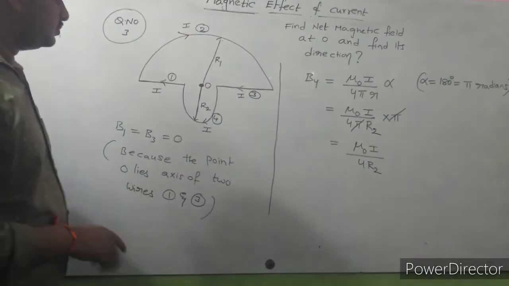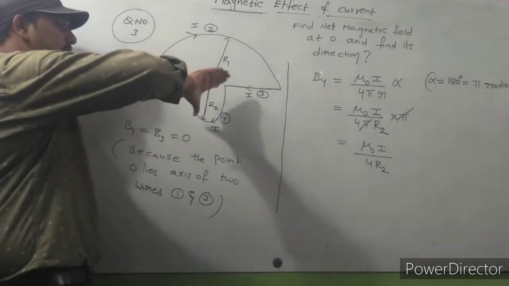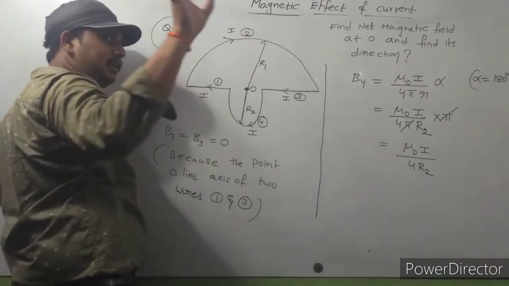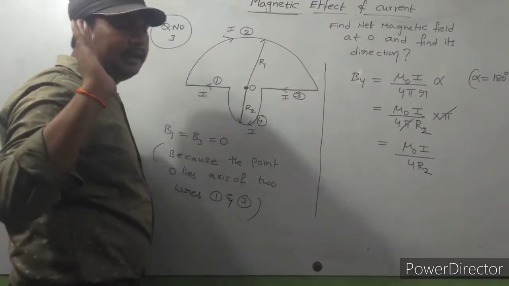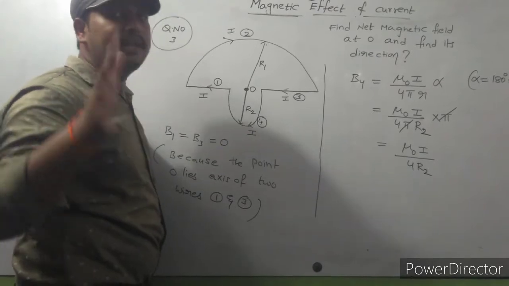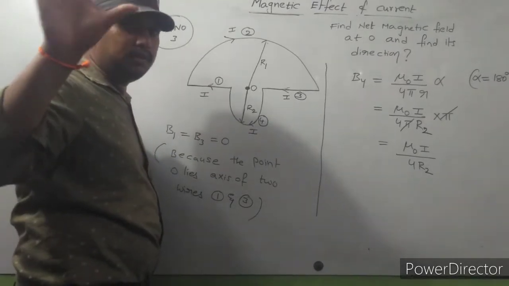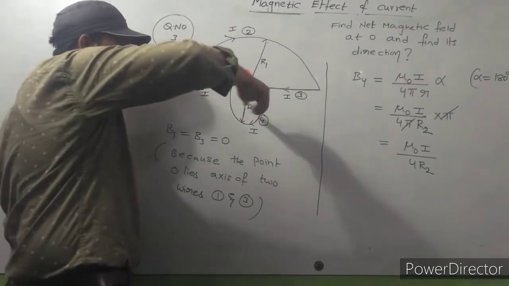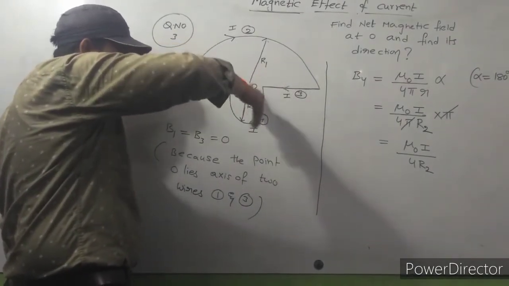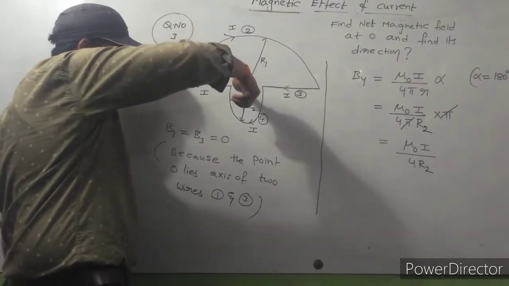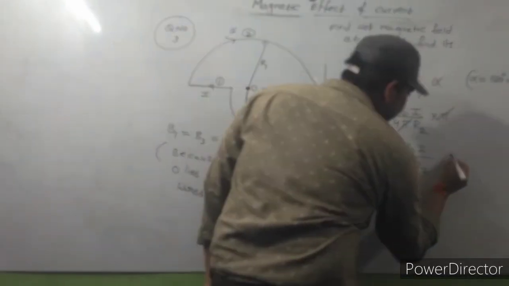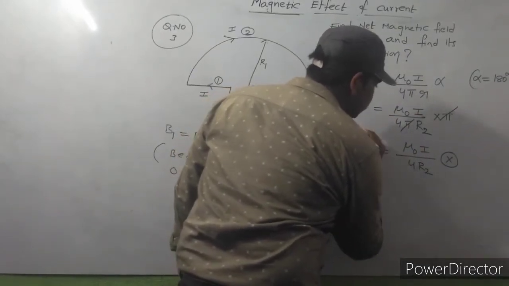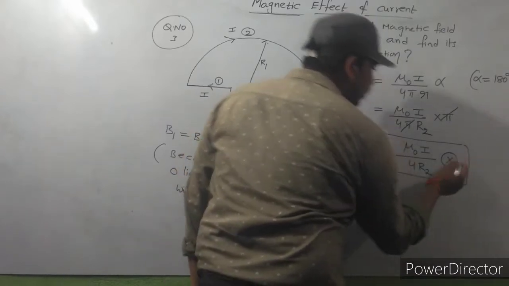What is the direction? Observe carefully here. The current direction is like this. Curling fingers indicate current direction, and the thumb indicates magnetic field, found by using the right hand thumb rule. Observe here. That means here also the magnetic field is into the face only. B4 is also into the face only.